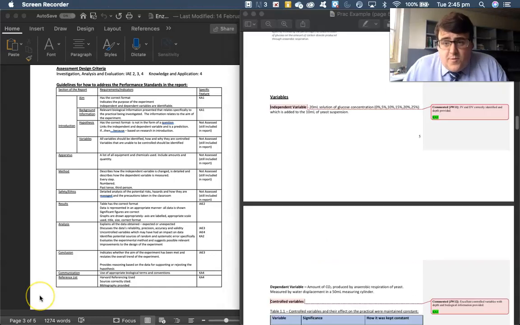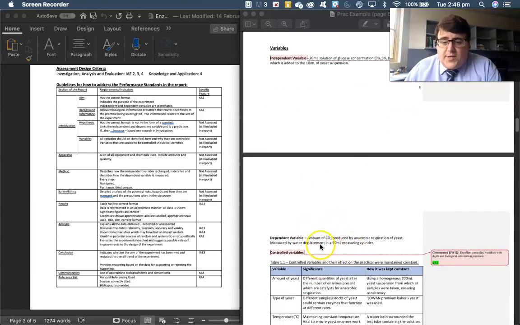Okay. With your variables, you need independent variable, dependent variable, as well as controlled variables. For your independent and dependent variable, it's enough to just state them, but you also need to provide that little bit of extra information. So for your independent variable, you need to state what you're physically changing. So this student here, the independent variable he stated is the glucose concentration, and he's then gone ahead and listed the different concentrations that he's going to be using. Okay, for the dependent variable, he stated what the dependent variable is, the amount of carbon dioxide produced, and he's also talked about how it's going to be measured. So in this case, via water displacement in a 50 milliliter measuring cylinder.